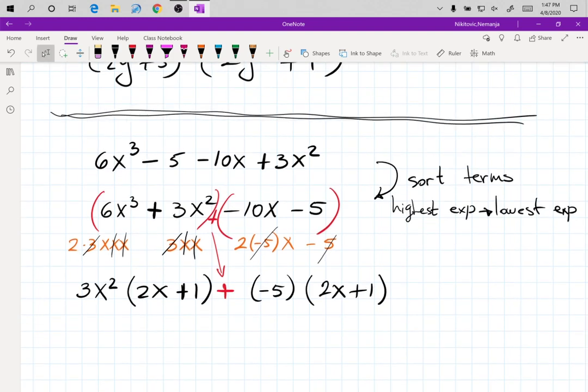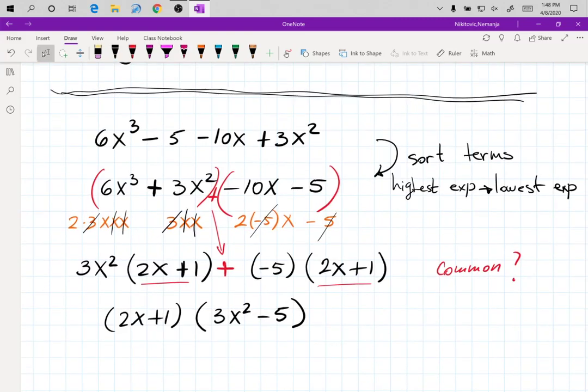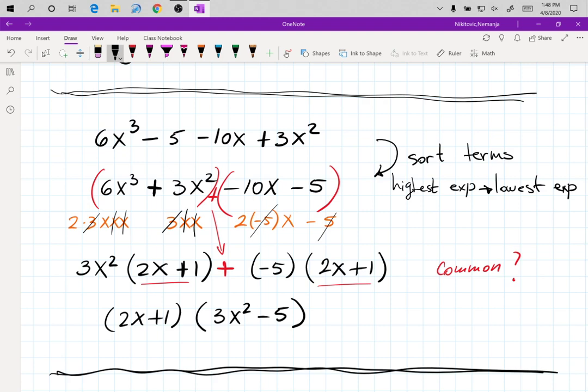All right, cool. So now what's common? Well, this parenthesis is common, so we kick that outside, 2x plus 1, and the leftovers are 3x squared minus 5. Those are the leftovers. I have to go through this problem one more time because I copied the sign wrong.